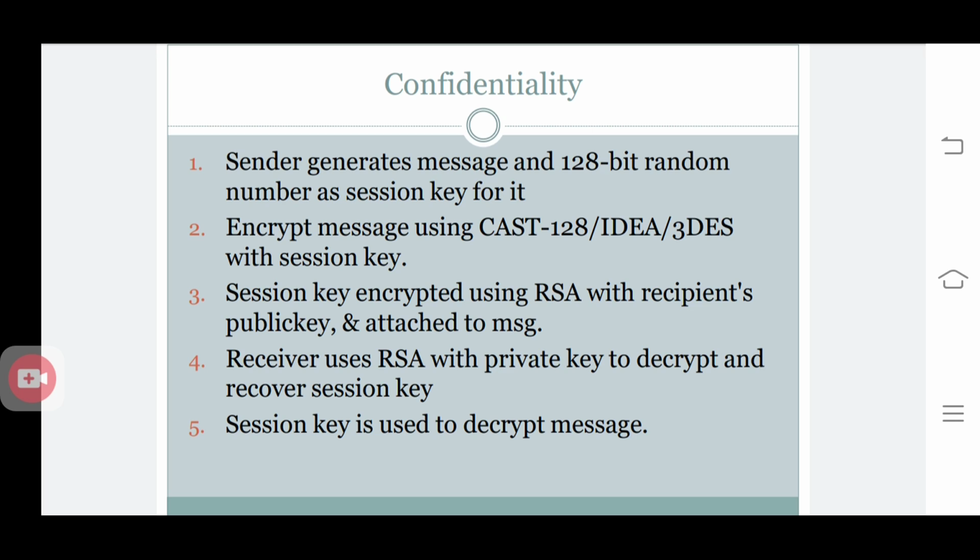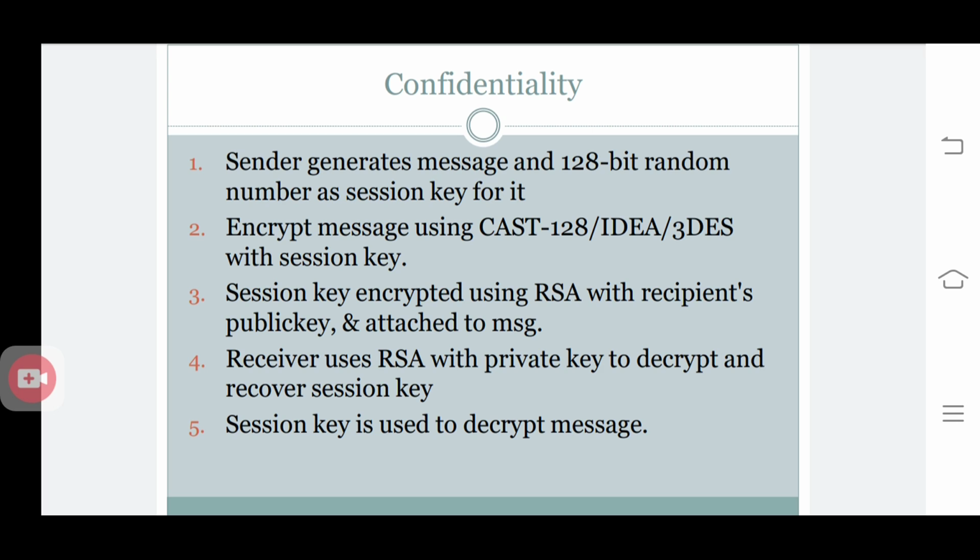After encrypting the message, you have to encrypt the session key also, using RSA. For that, the key used is the recipient's public key. So you have an encrypted message and an encrypted session key. After that, you attach the encrypted message with the encrypted session key to send over the medium.